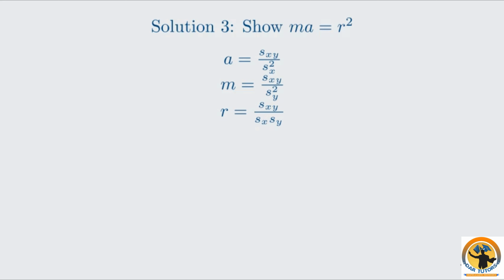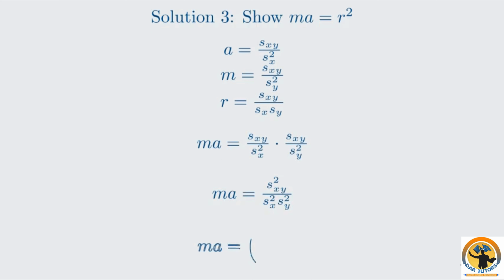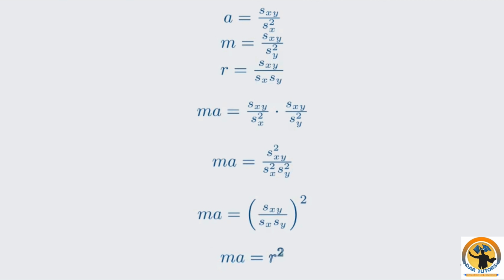Let's substitute the formulas for a and m into the expression ma. The result is Sxy squared divided by the product of the variances. We can rearrange this by writing the entire fraction in brackets and squaring it. The expression inside the brackets is, by definition, the Pearson correlation coefficient r. Therefore, ma is equal to r squared. This confirms the relationship between the gradients of the regression lines and the correlation coefficient.